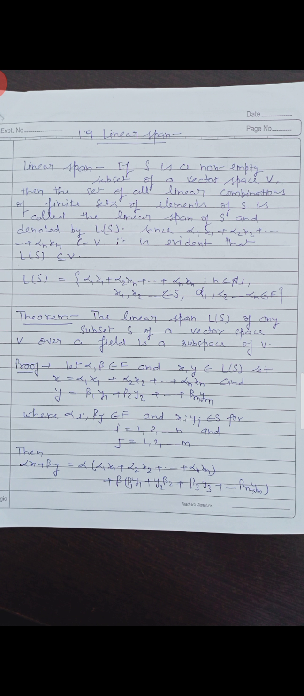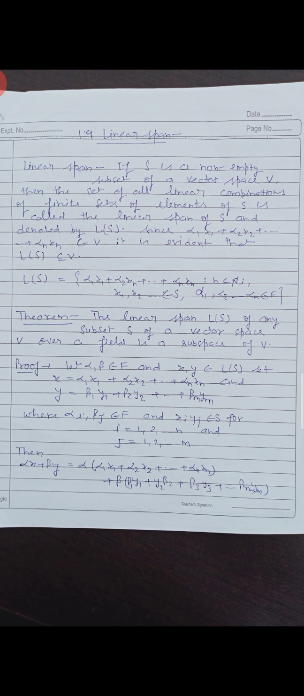Since by the property of vector space there is a property scalar multiplication, that is, alpha is a scalar which belongs in field F and x is the vector which belongs in V, then by scalar multiplication alpha x also belongs to V. So we can write alpha 1 x1 belongs to V, alpha 2 x2 will also belong to V, alpha 3 x3 belongs to V, and so on alpha n xn belongs to V.